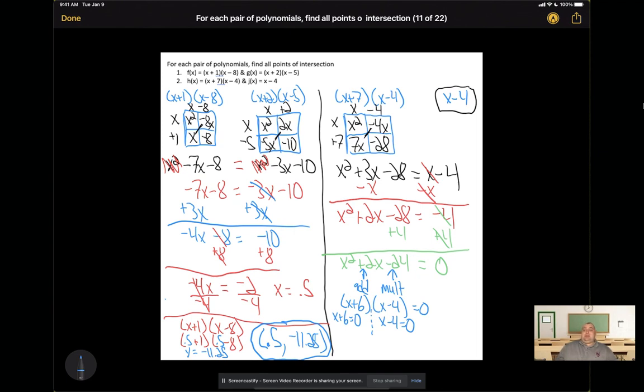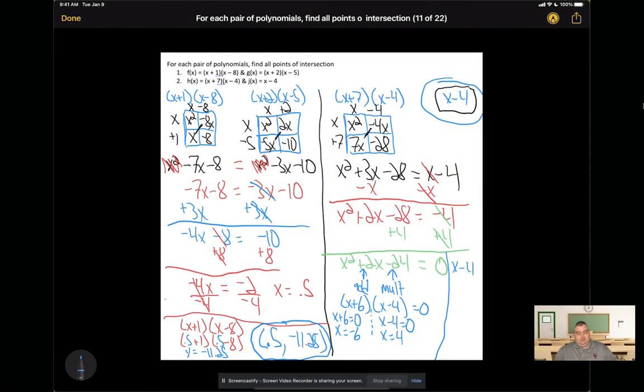So this time there's going to be two x values, which means there's going to be 2 points of intersection. So x is going to equal negative 6, and then x is going to equal positive 4. So I went ahead and found the two x values of negative 6 and positive 4. Now I need to find the two corresponding y values. So to do that, I'm actually going to take the second polynomial this time. I'm going to take this one, x minus 4.